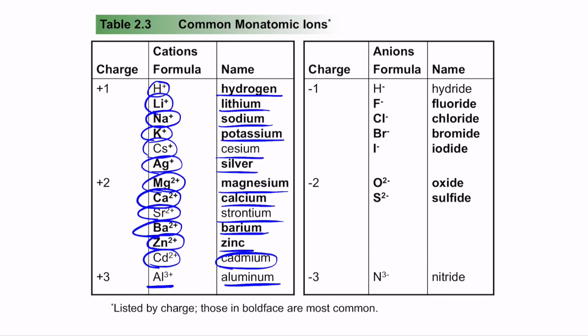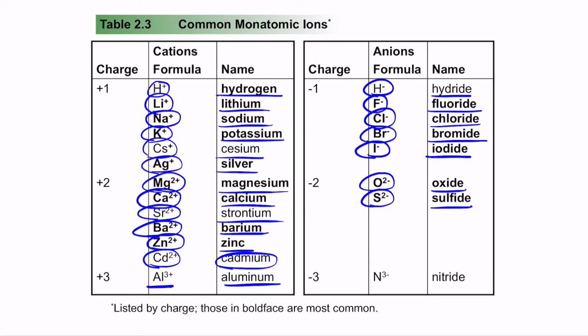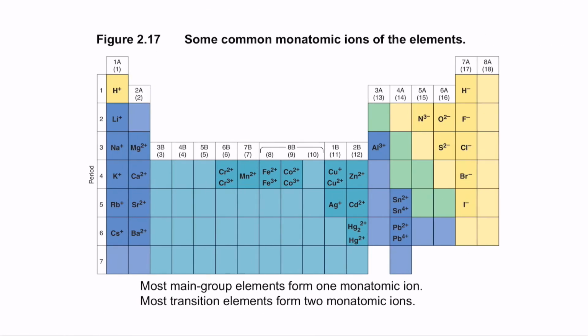Let's look at the anionic charges. H minus is hydrogen, so we write hydride. F minus is fluorine, we write fluoride. Cl minus is chlorine, we write chloride. Br minus is bromine, we write bromide. I minus is iodine, iodide. O2 minus is oxygen, oxide. S2 minus is sulfur, we write sulfide. N3 minus is nitrogen, nitride. So this is how we write the charges based on the type of compound that is given.